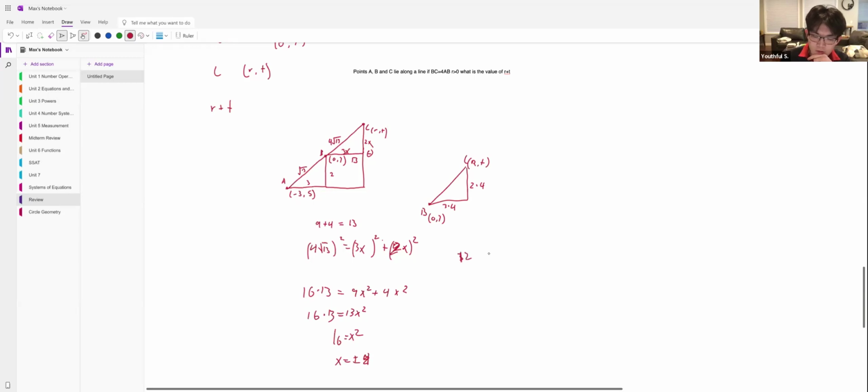So 12 and 8, right? But then you also have to consider that since this is already 7 up, you have to add 8 to 7 to get the coordinate for t. So then the coordinates are going to be 12, comma 15, and 12 plus 15 makes 27. Does that make sense?